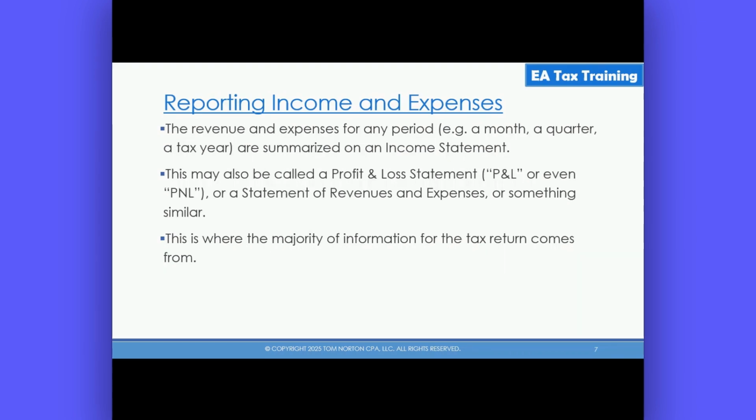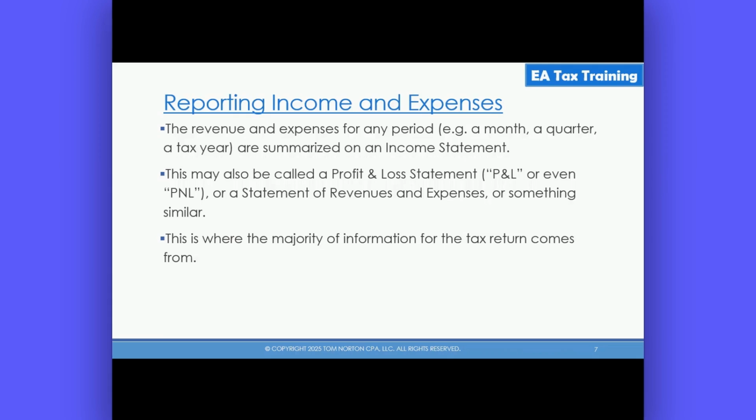The revenue and expenses for any period, which could be a month, a quarter, a tax year, really any period you want, are summarized on something called an income statement. Now, for tax purposes, we're usually going to be looking at an annual income statement that covers the entire year. This may also be called a profit and loss statement or a P&L. In the last few years, I've even heard it called a PNL, which is kind of new to me, but I guess it comes up because when you say P&L kind of fast, it sounds like PNL, even though you're actually saying P and L. But in any case, it's all the same thing.